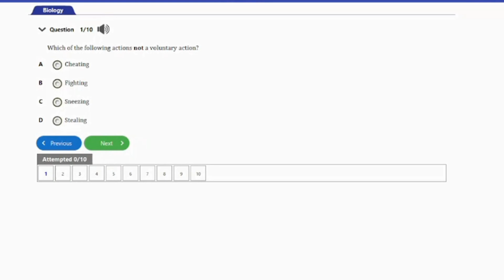Which of the following actions is not a voluntary action? A, cheating, B, fighting, C, sneezing, D, stealing. The only action here that is not a voluntary action is option C, and that's sneezing. So that's the answer to this question. Let's go ahead and consider the next question.